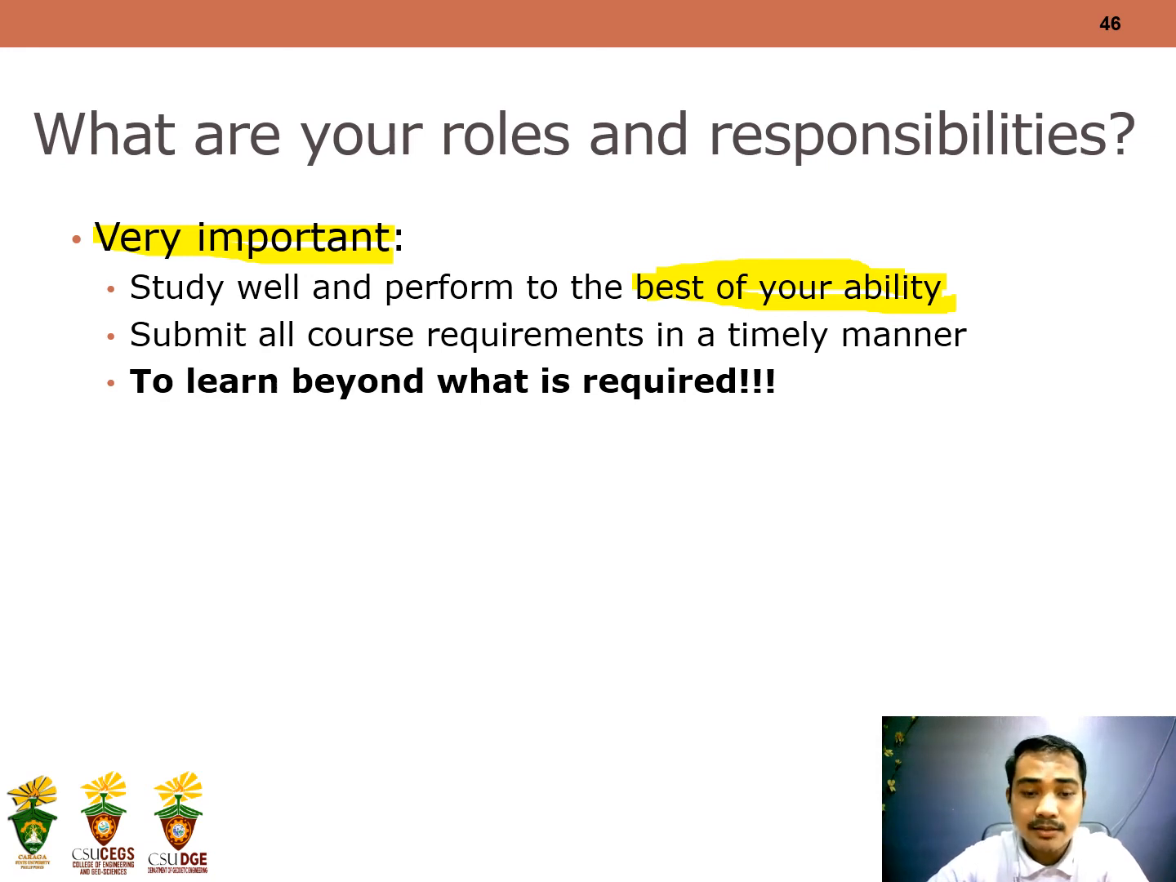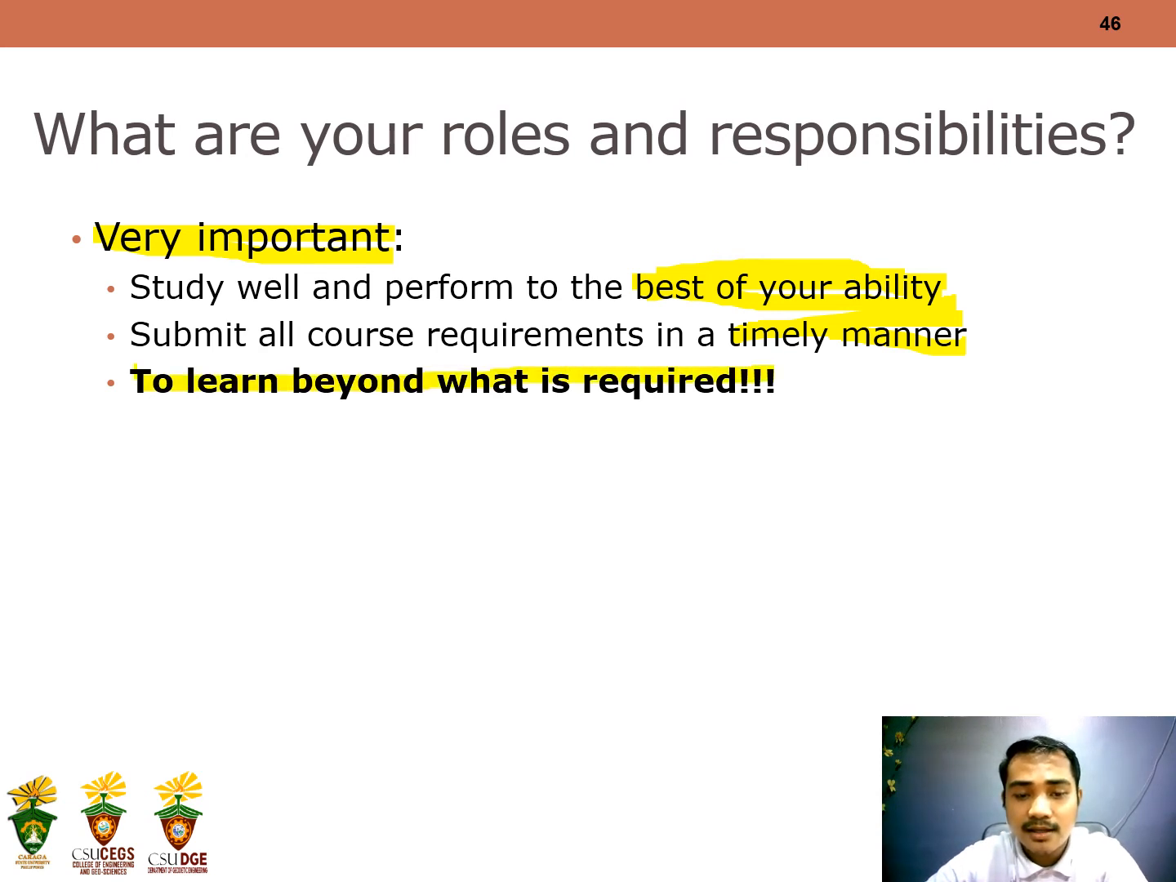Next is submit all course requirements in a timely manner. Again, late submissions are not tolerated. And lastly, this is very important. This is very, very important. Your responsibility is to learn beyond what is required.